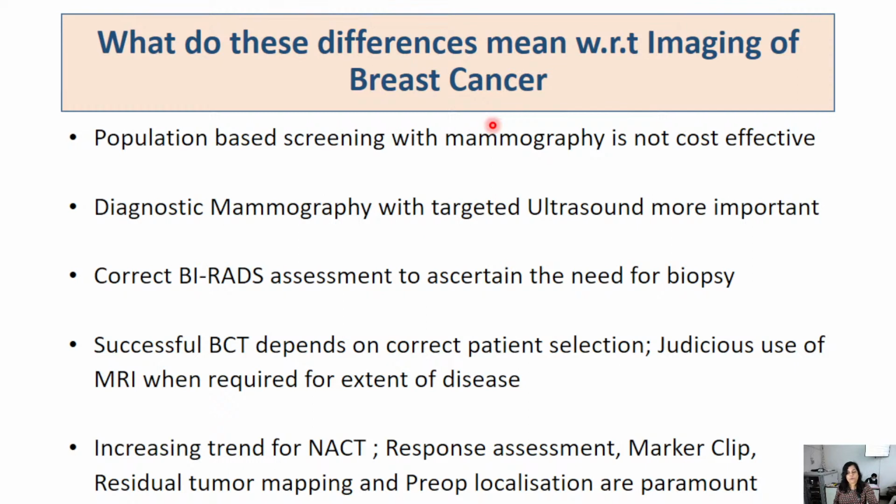So our need is to give correct BI-RADS assessment and ascertain the need for biopsy in whatever breast imaging findings we see. Then to facilitate successful BCT, it majorly depends on correct patient selection, where we should be using all the modalities we have, including judicious use of MRI when required. Then a major group of patients in AIIMS would be those who are on NACT. So even in those patients, BCS is very much possible, breast conservation is possible, provided we do good response assessment, marker clip placement, residual tumor marking and pre-op localization.